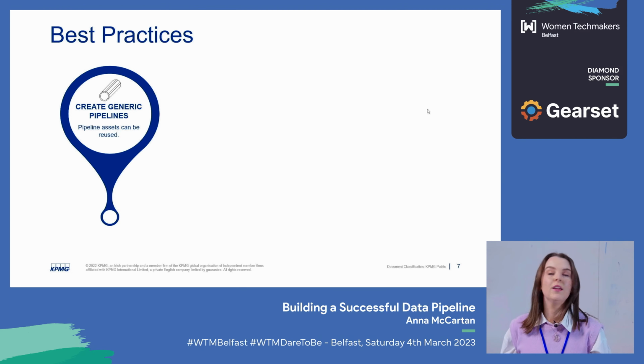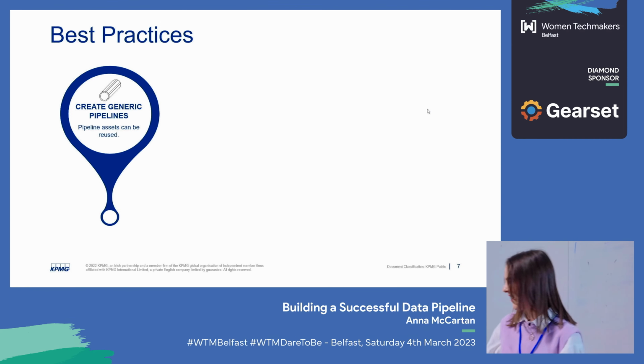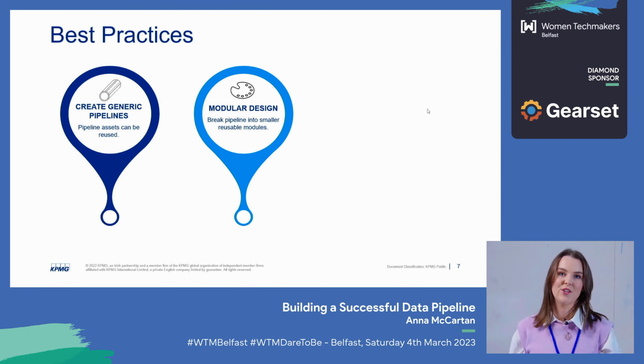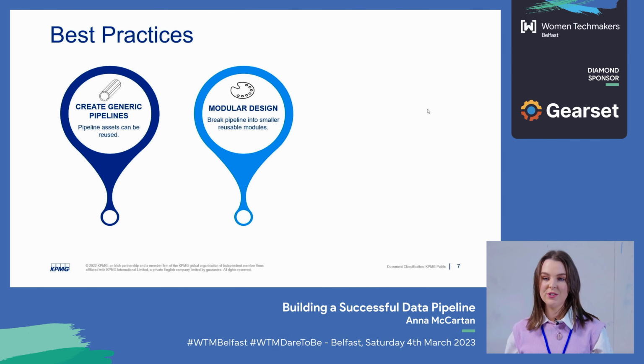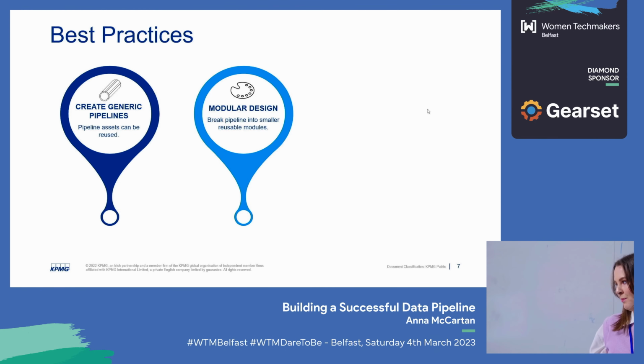This just means that if you're building a pipeline for one team, and another team has a very similar business ask, you can just repurpose and reuse that pipeline for the new team. It could be as simple as changing a couple of parameters and Bob's your uncle, you're on your way. The second one is using a modular design. By this I just mean breaking the pipeline down into smaller reusable modules, or into sections depending on each step of the pipeline.